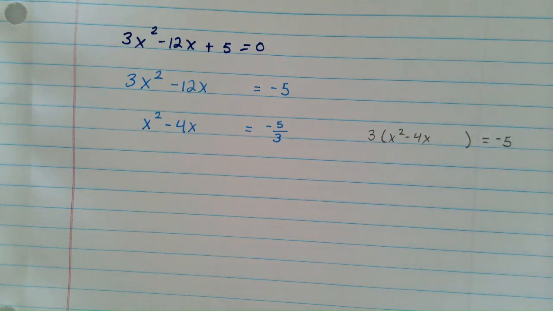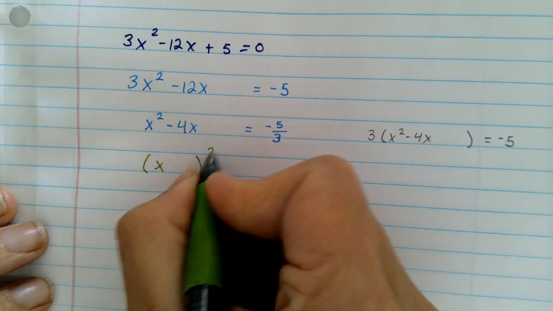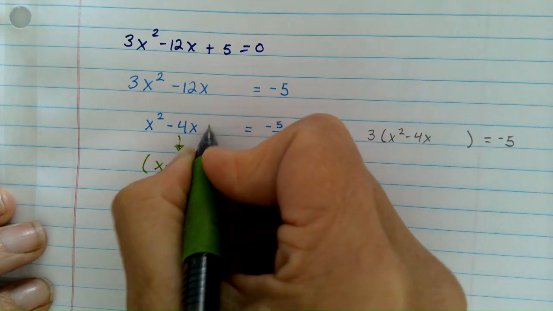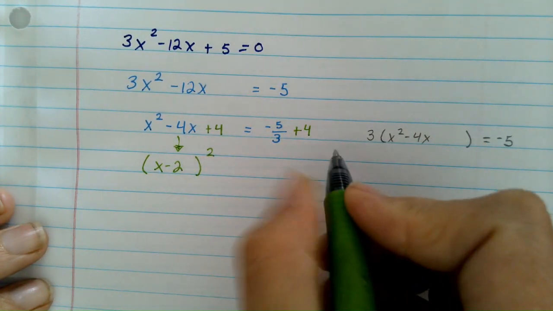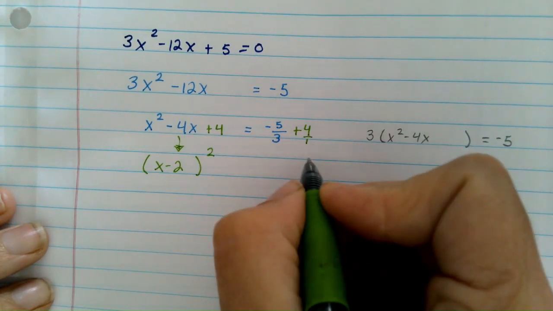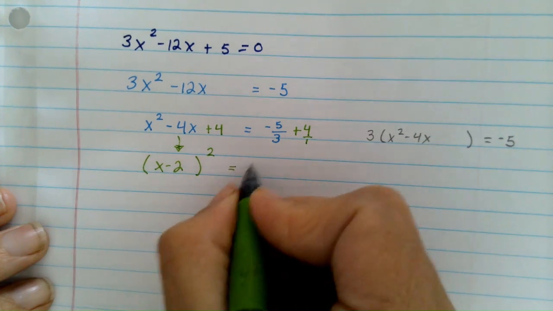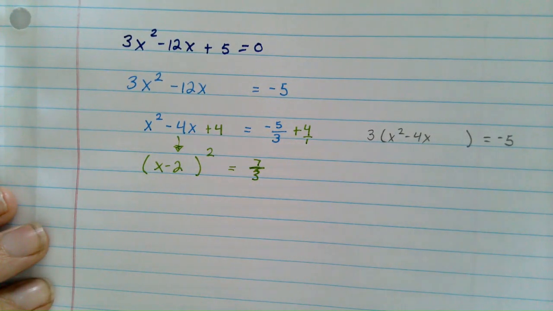Okay. So divide by 2, square. If I add it to the right, I have to add it to the left. Now this is 4 over 1, which is the same as 12 over 3. So when I add it together, I get 7 over 3. Or you could have grabbed a calculator and added those fractions.